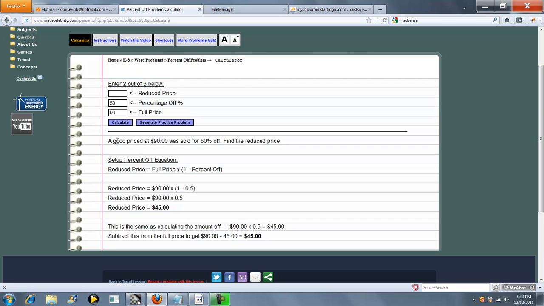So basically, we'll summarize your problem on the first line. A good price at $90 was sold for 50% off. Find the reduced price. So we set up our percent off equation. We do our reduced price. And then we also show you one more method to calculate the reduced price.